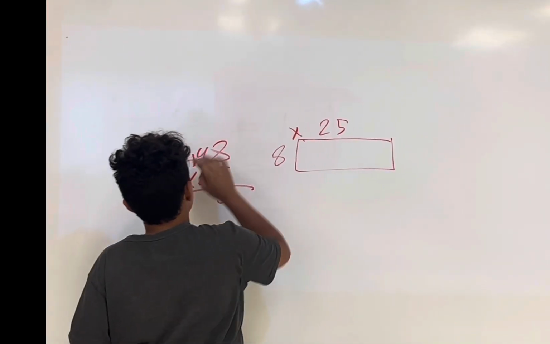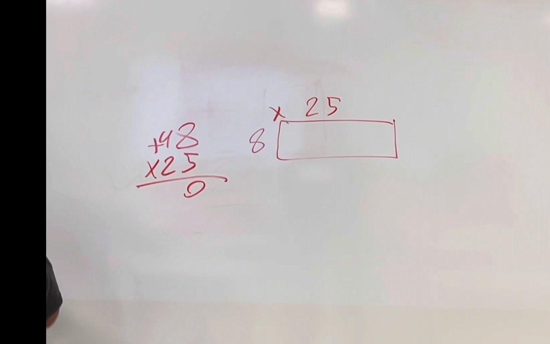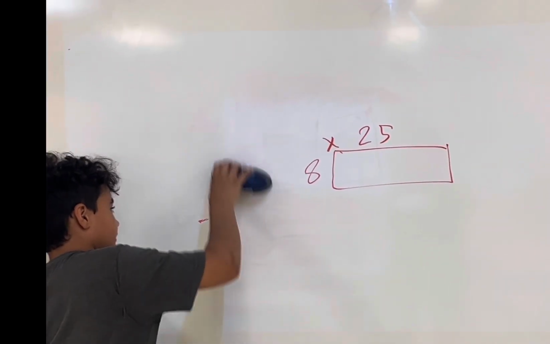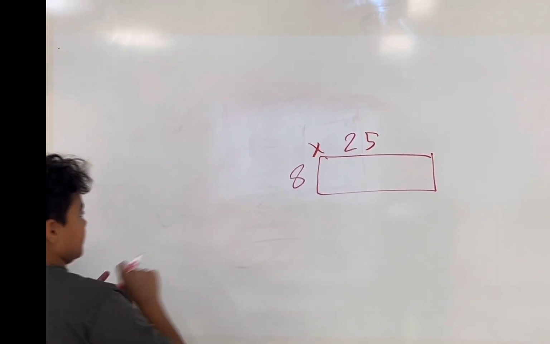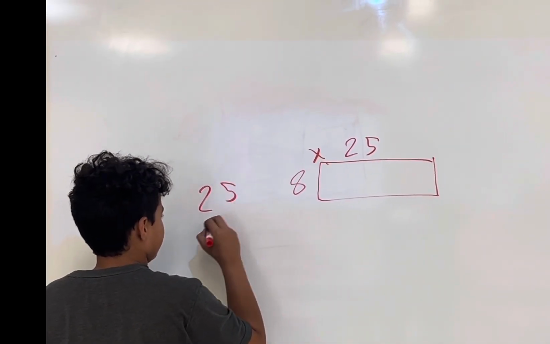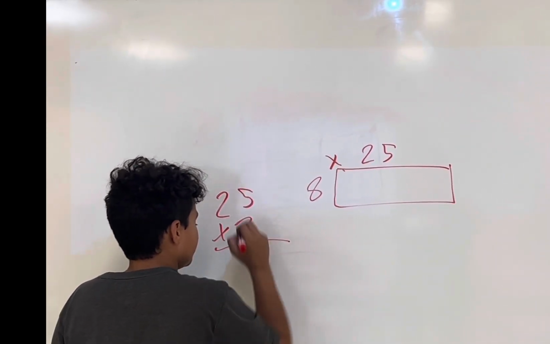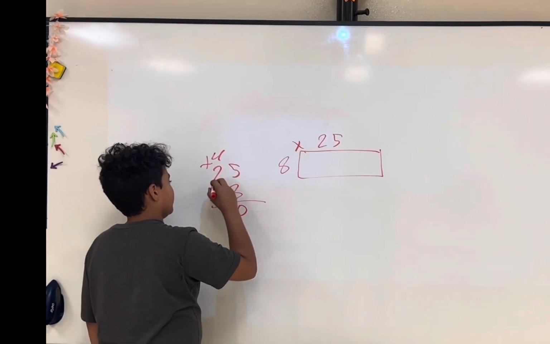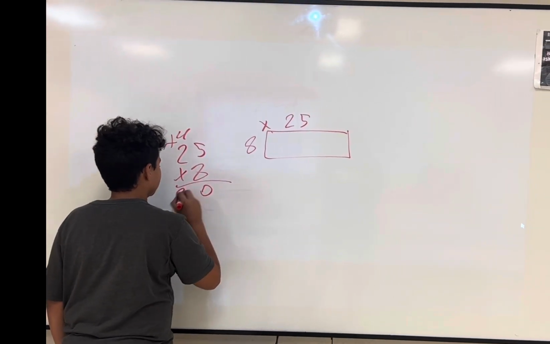Wait, I messed up. It's the wrong way around. 25 times 8. So that would equal 40. Put my 0, carry my 4, and then that would be 16 plus 4 equals 20.